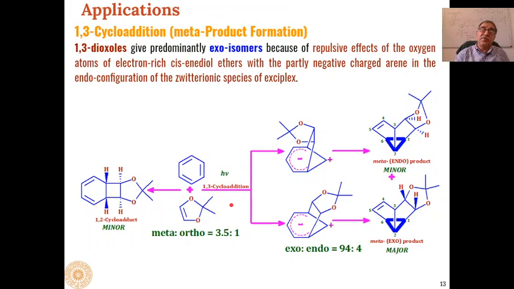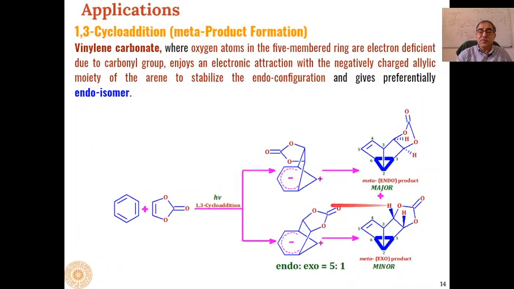But the formation of exo and endo isomers is very much dependent on the type of pi system which is involved. Now similarly, if I change the pi system to vinylene carbonate, here you can see that, from the previous example, where we had two methyl groups, those electron donating groups have been replaced by an electron withdrawing carbonyl group. So this electron withdrawing carbonyl group will attract electron density from these oxygens towards itself, and the negative charge available on these oxygens will be diminished.